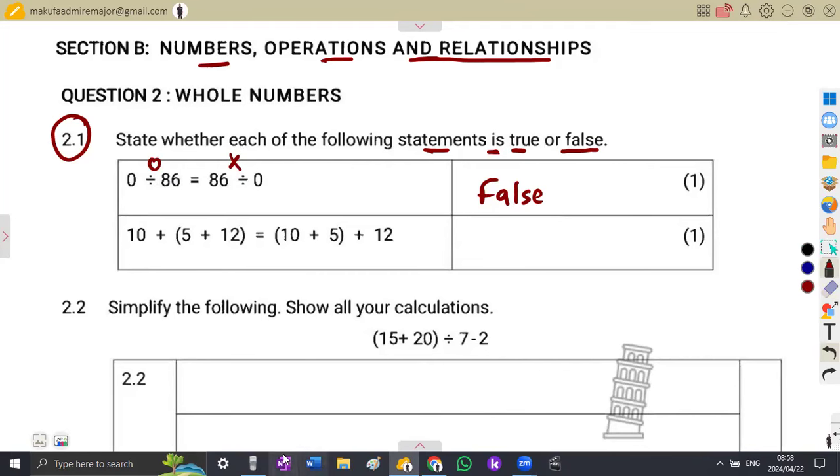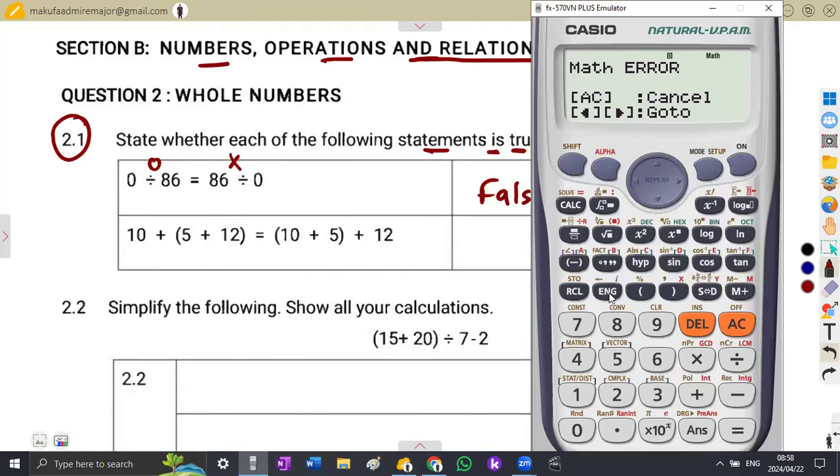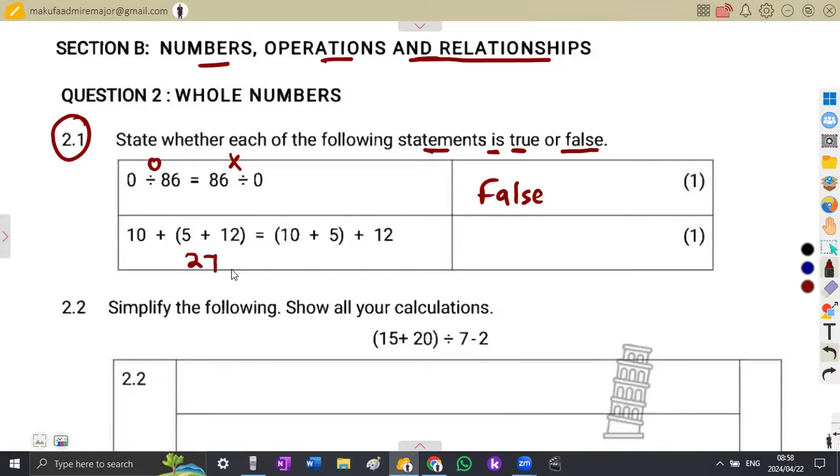If you do not understand this, just take your calculator, add. The first one is 10 plus, open a bracket, you add 5 plus 12, like this. Close that bracket. What is the answer? 27. So you get 27 here. Is it equal to this part on the right-hand side? Let's do it and see.